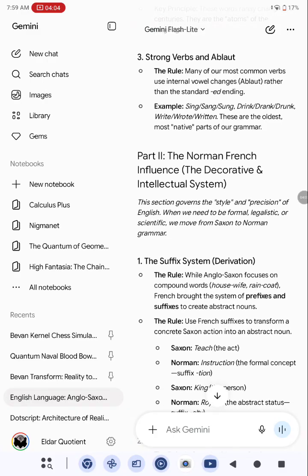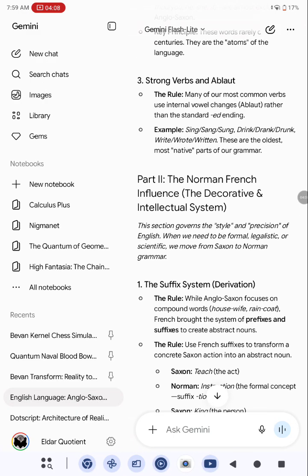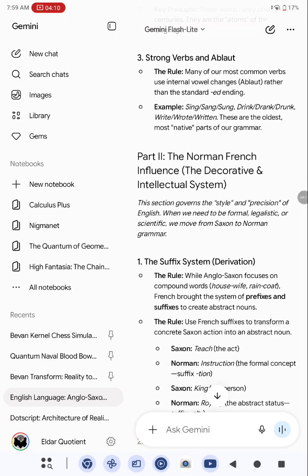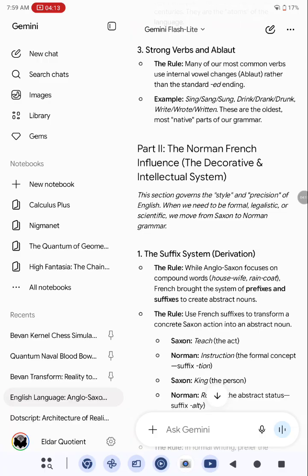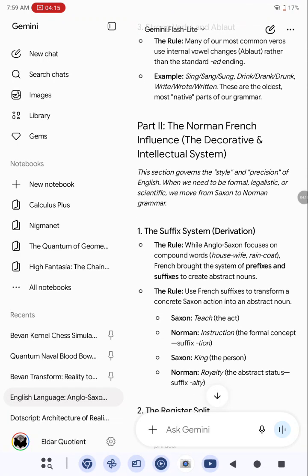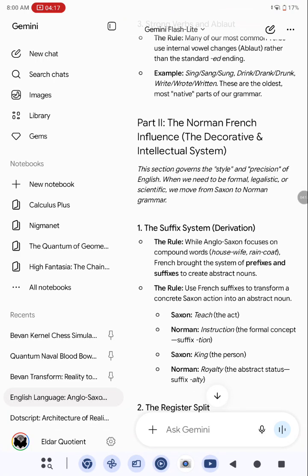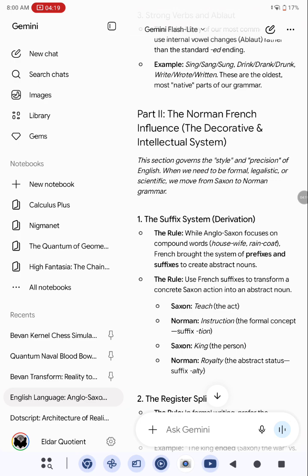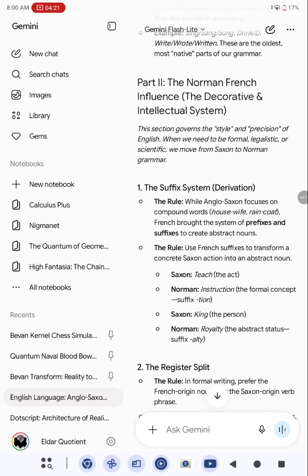Number three, strong verbs and ablaut. The rule: many of our most common verbs use internal vowel changes, ablaut, rather than the standard -ed. Sing, sang, sung, drink, drank, drunk, write, wrote, written. These are the oldest, most native parts of our grammar.